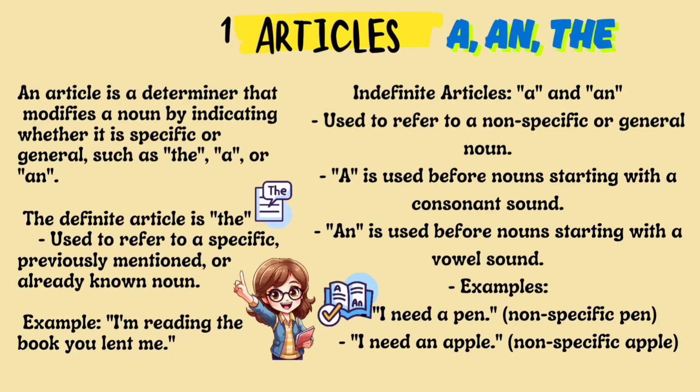Now let's talk about indefinite articles. It is a and an, used to refer to a non-specific or general noun. A is used before nouns starting with the consonant sound.